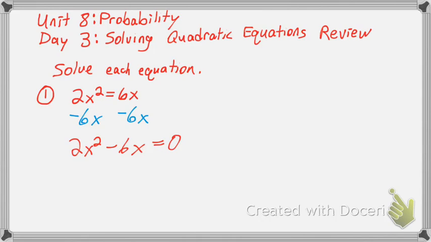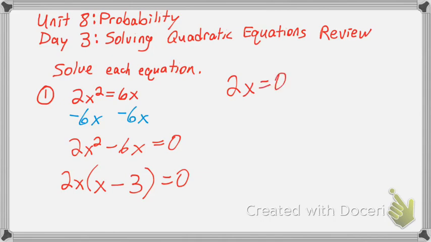Instead of doing that though, whenever c is missing, it's actually easier to do the problem by using a greatest common factor. In this case, the greatest common factor is 2x that can divide into each of the terms. That would leave me with 1x when I divide 2x out of 2x squared. And when I divide 2x out of negative 6x, I'm going to be left with a minus 3. This problem is now set up to solve by factoring. So I'll set the 2x equal to 0, and I'll set the x minus 3 equal to 0 as separate equations.